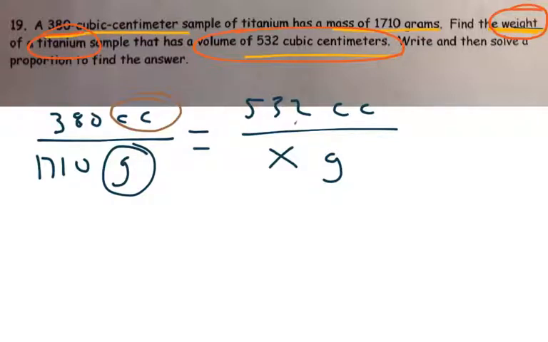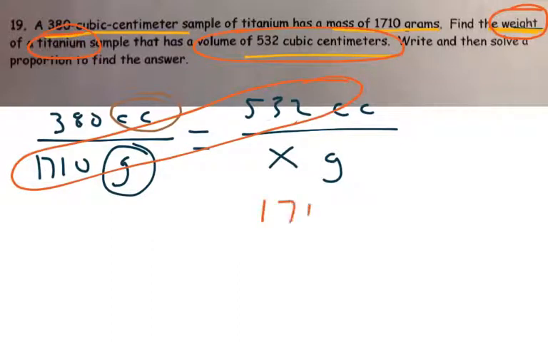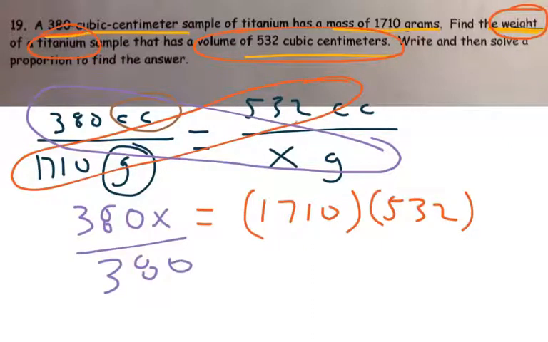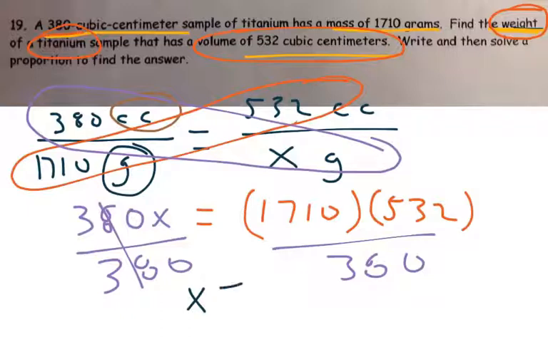So now, how do we solve this proportion? We cross multiply, right? Here you see I have 1710. I'm going to times that with 532. I know that's going to equal 380 times X, better known as 380X. How do I solve for the X? I'm going to divide by 380. Divide by 380, because 380 divided by 380 is 1. So I know my X is going to equal my calculations.